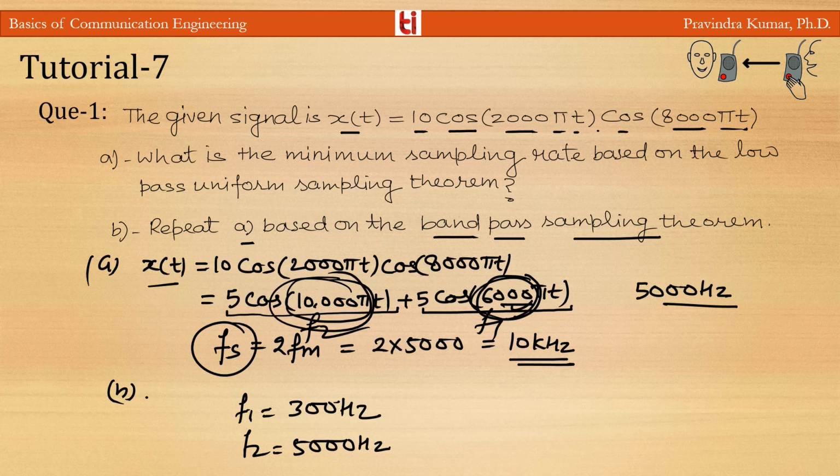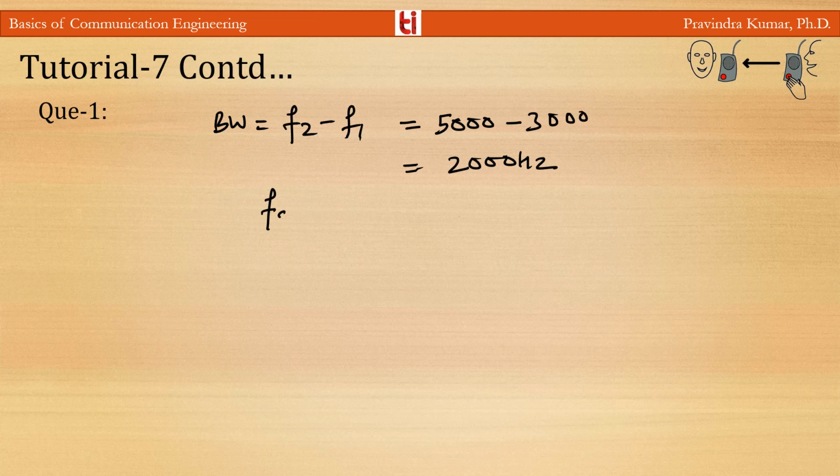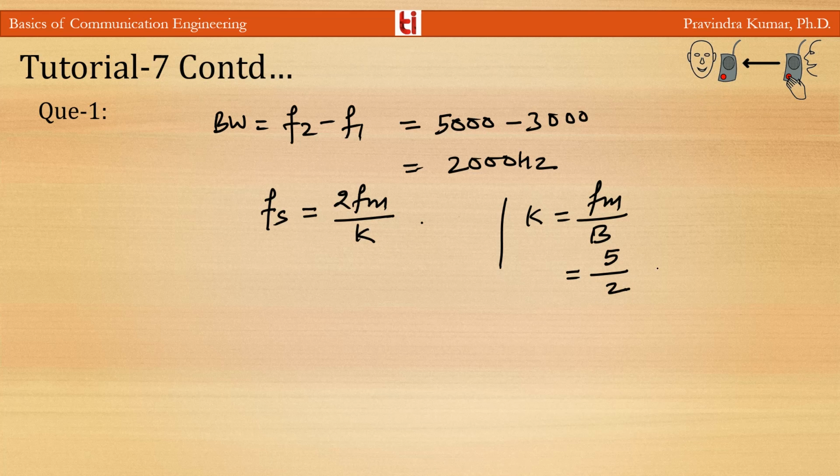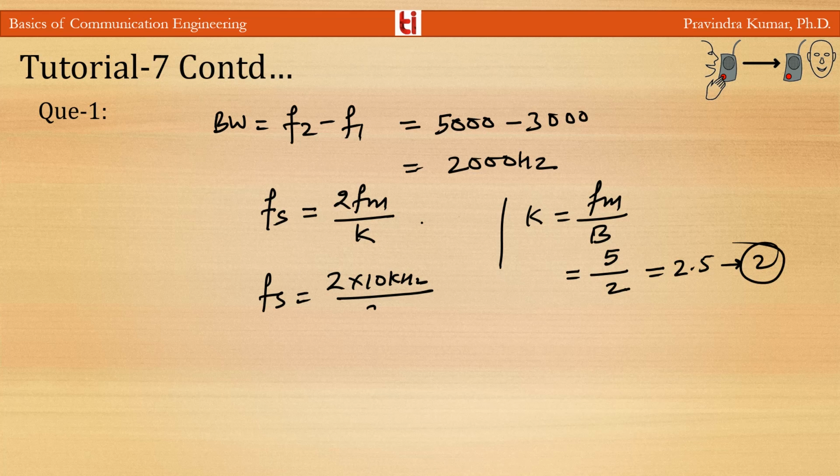5000. Then the sampling frequency, according to the band pass sampling theorem, will be 2fm by k, and you can calculate the value of k as fm by bandwidth. fm is 5 and bandwidth is 2, so k is approximately 2. So from here fs will be 2 into 10 kilohertz divided by 2, so 5 kilohertz.